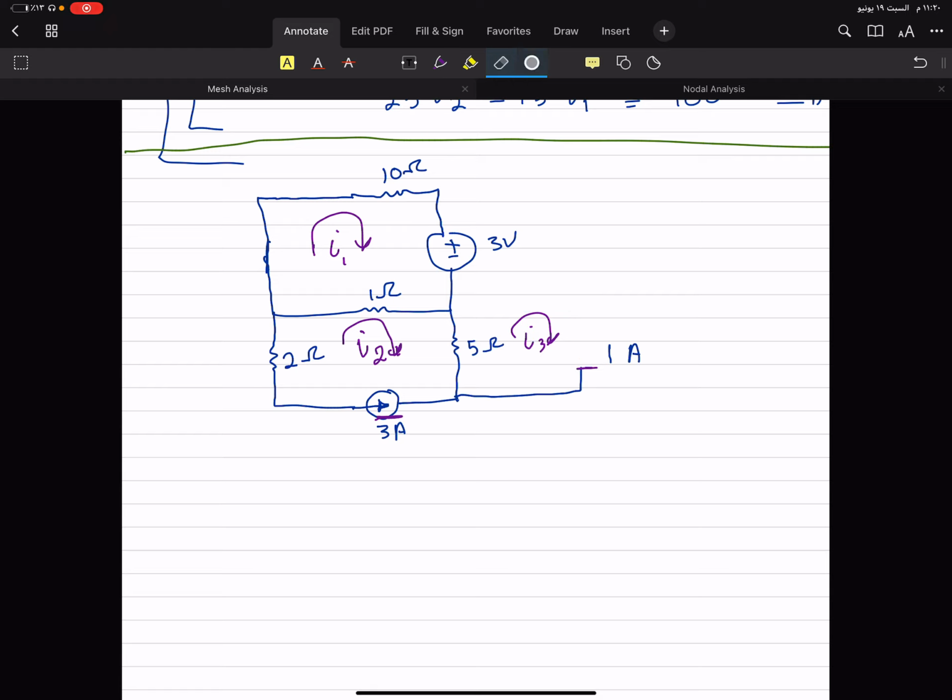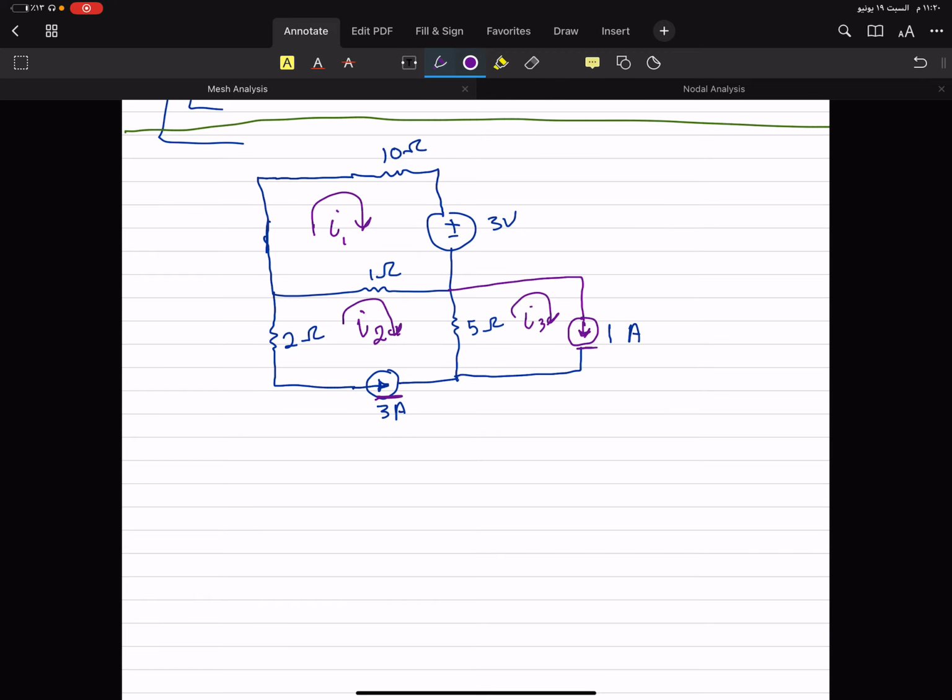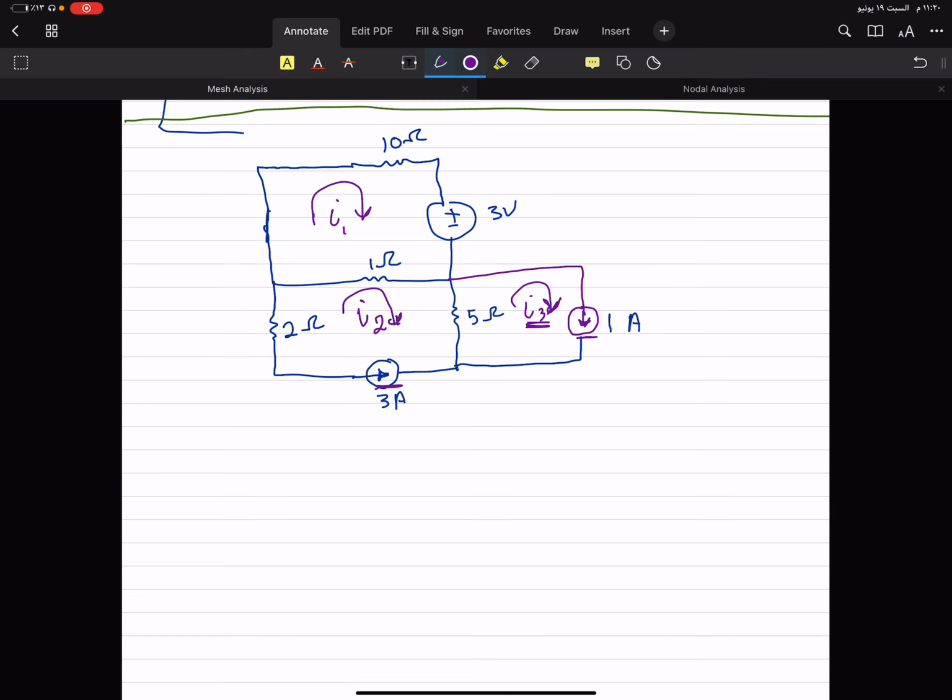Okay, so let's change the direction of this current source. I'm sorry, guys. Let's give it down. So as we see, the current I3 is in the same direction as this current source. So directly I3 is equal to 1 amp. Boom, you have one mesh eliminated.